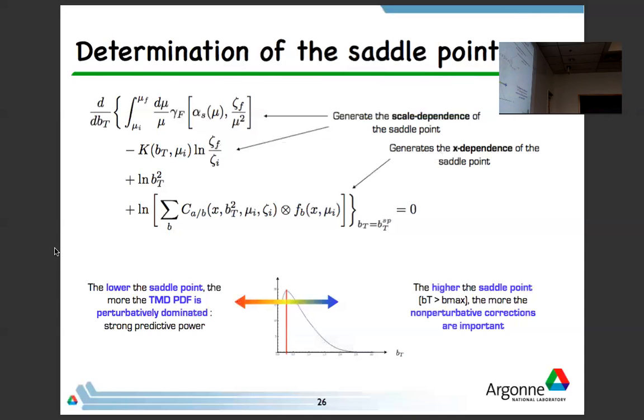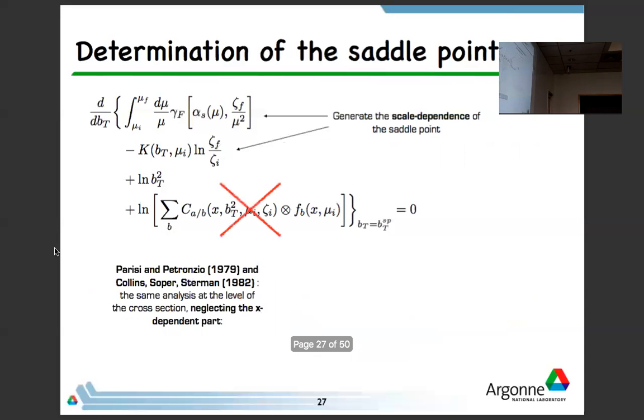The philosophy is the following. If the saddle point in b space is towards the low b region, it means that your TMD PDF is dominated by the perturbative calculation. So the lower the saddle point is, the more the PDF is dominated by the perturbative contribution. So in principle, we should know how to calculate the function. The higher the saddle point, the more the non-perturbative corrections are important, so the more your TMD PDF becomes model dependent. So you cannot really make predictions with that.